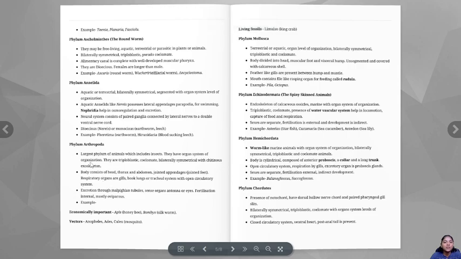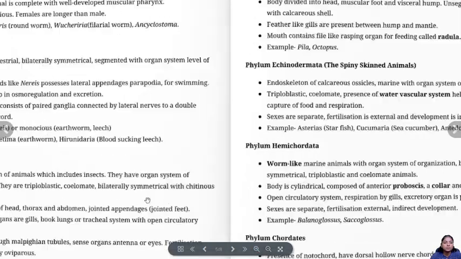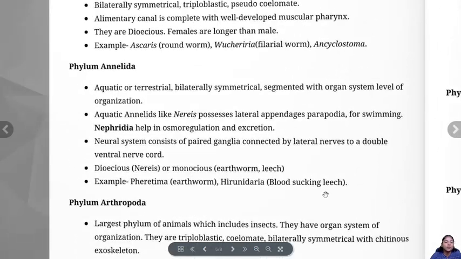So the next phylum is Annelida. These annelids are also aquatic or terrestrial. Aquatic meaning found in water, or terrestrial meaning found on soil. They are also bilaterally symmetrical, so they can be divided into two equal halves. Then segmented with organ system level of organization. Their body is divided internally and externally into segments.